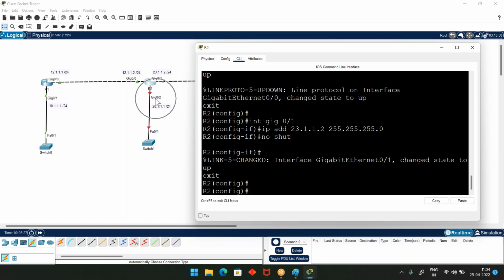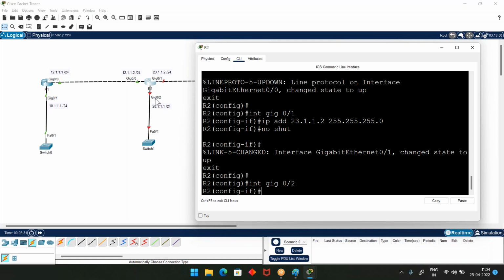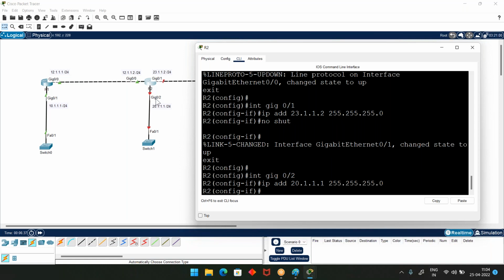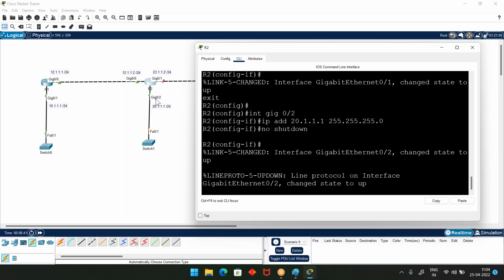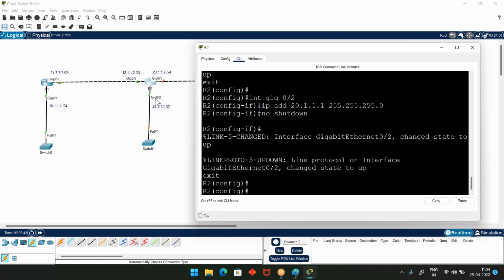In the gigabit 0.2 also, let's configure the IP address. Interface gigabit 0.2. Let's configure the IP address 20.1.1.1. Subnet mask here, no shutdown, exit.